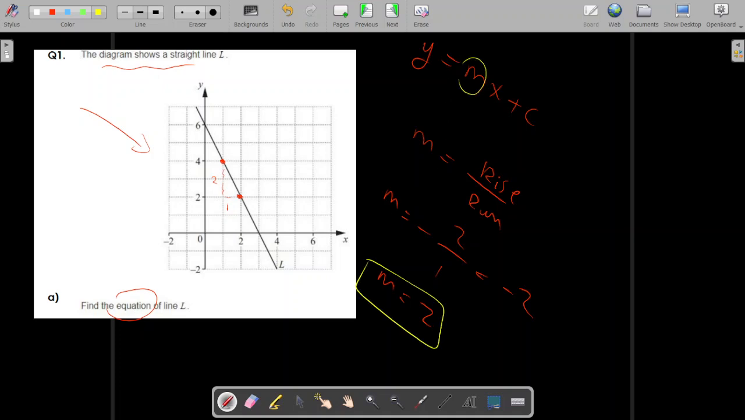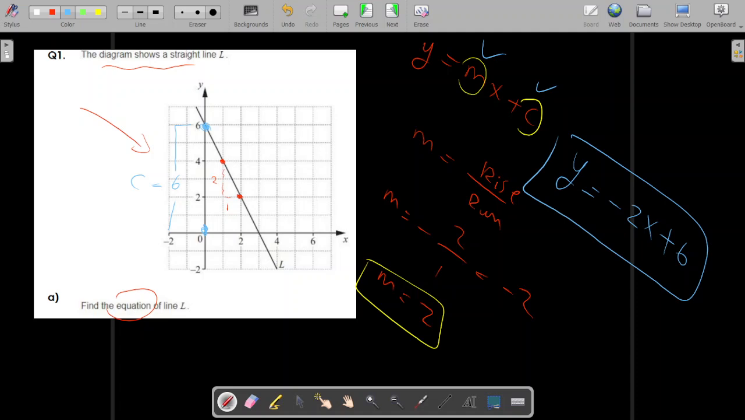After that, you try to find c. How can I find c? From our study, we know that c represents the vertical distance from 0 to where that straight line crosses the y-axis. So I can say that this 6 is representing c. Now that I know c and m, you can write the equation. You will say y equals minus 2x, and c equal to 6 is going to be plus 6. So that's the equation of your straight line.